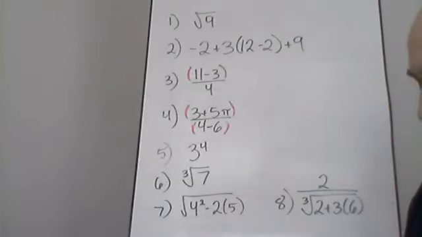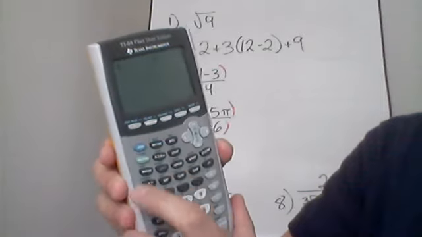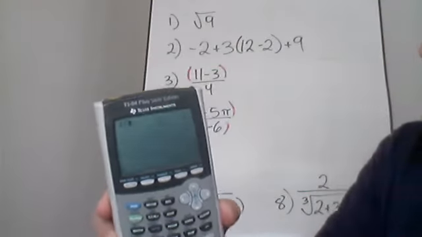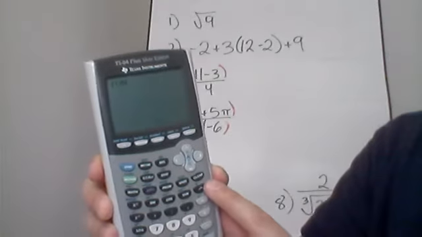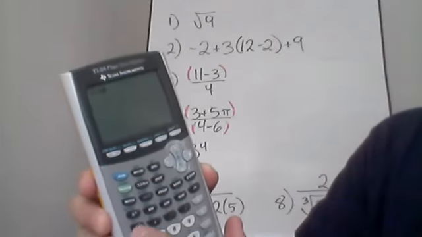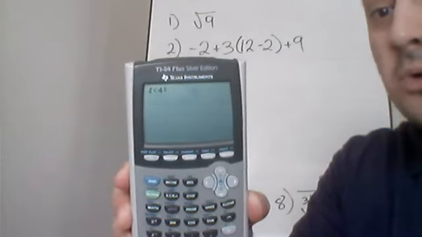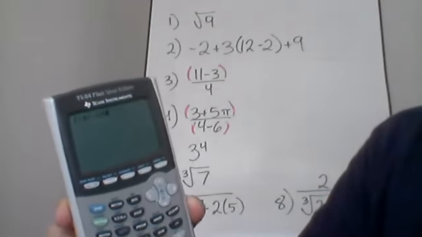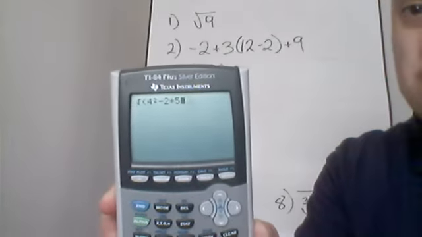All right, the next one, the square root of 4 squared minus 2 times 5. So to do a square root, once again, that's above the x squared key. So I do second and then x squared to get the square root. And then I type in 4 squared. So 4. And then to do something squared, I could do the caret with an exponent of 2, or I can just hit that x squared button that I just used. That gives me a shortcut to the exponent of 2. So 4 squared minus 2 times 5. So you can do 2 and then 5 in parentheses, or you can just type in 2 times 5.